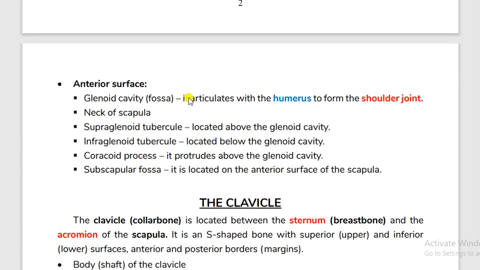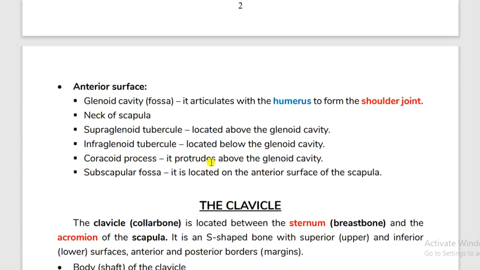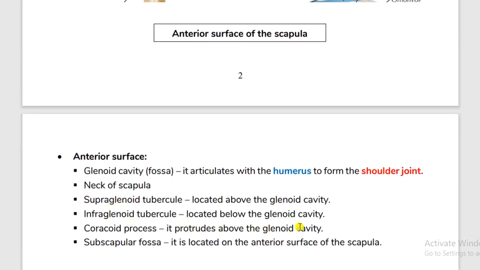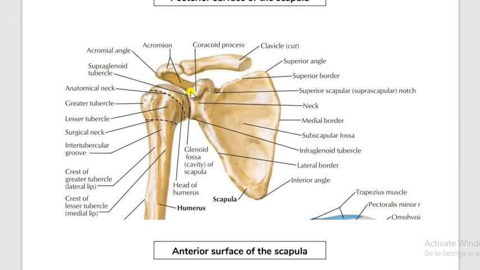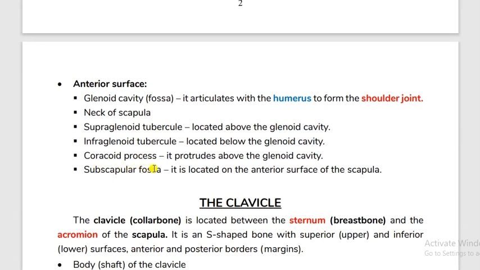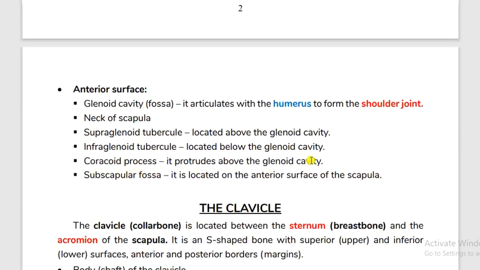And then up next is the coracoid process. It protrudes above the glenoid cavity. Here is the coracoid process here. The coracoid process protrudes here. And then finally, there is the subscapular fossa. It's located on the anterior surface of the scapula.